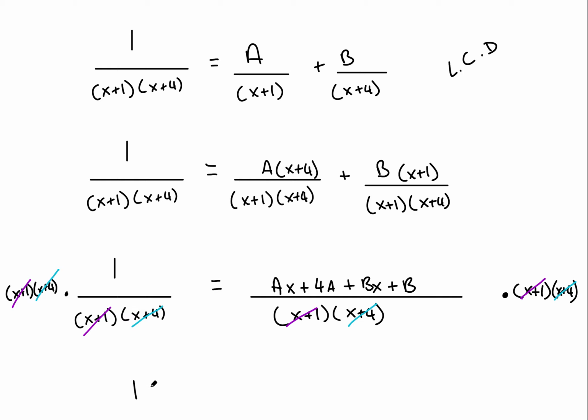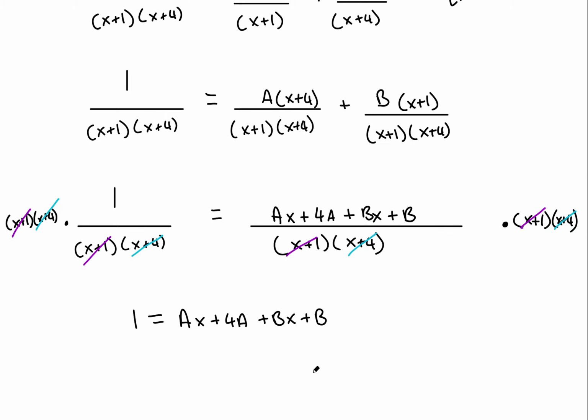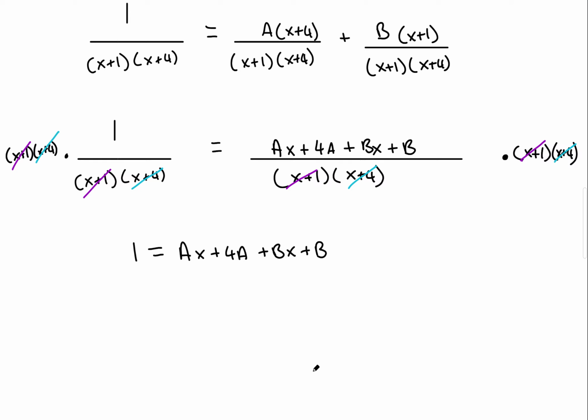At this stage then, all we're left with is 1 is equal to ax plus 4a plus bx plus b. Now, remember our identities, we can only match up x's with x's, y's with y's, x squareds with x squareds, constants with other constants. And if I look on the left hand side, I only have the number 1. I don't have any x's, I don't have any a's or b's.